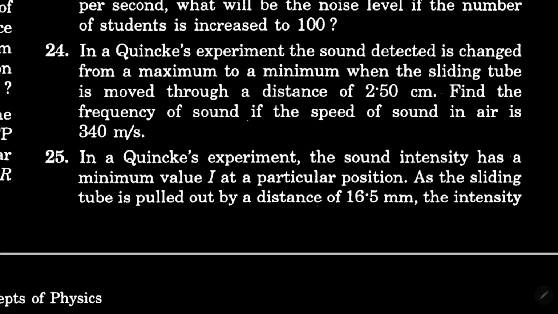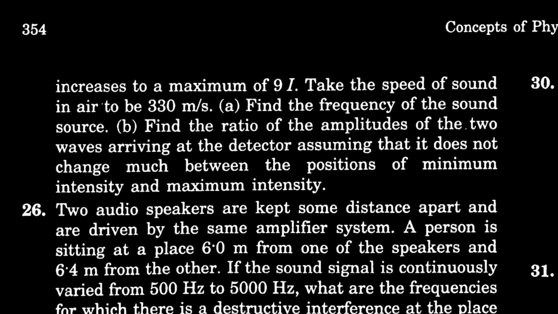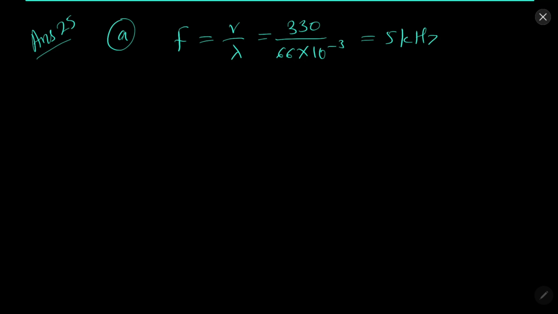In question 25, in the same experiment, sound intensity has minimum value I. The intensity increased to maximum of 9I. Find the frequency of sound, find the ratio of amplitudes of the two waves. Solution 25. So first of all, del L will be 6.4 minus 6. A part, frequency will be velocity over wavelength, 330 over 66 into 10 to the power minus 3, which will be 5 kilohertz.